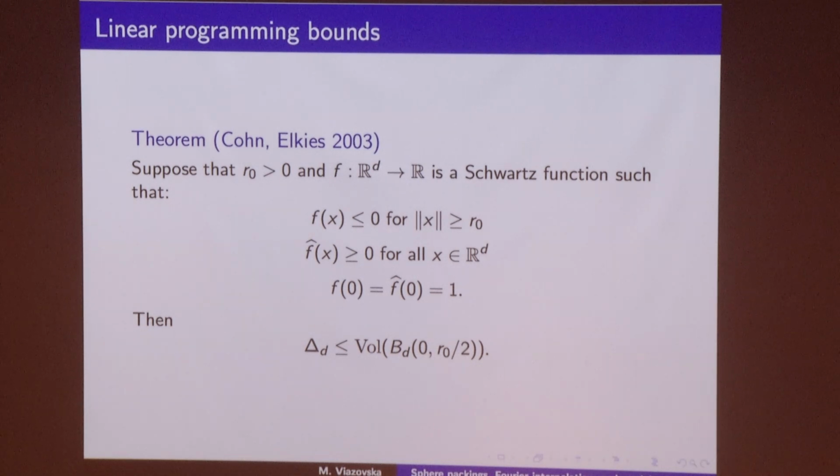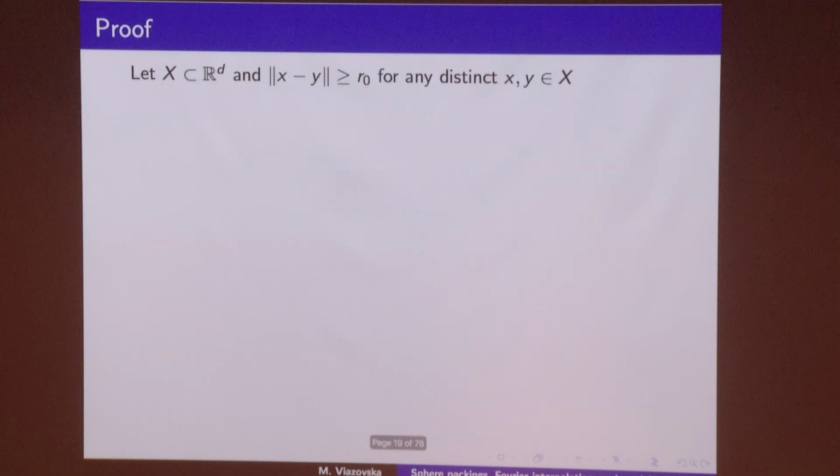And so the proof of this theorem is surprisingly easy. So here I will give you the idea how the proof goes. Suppose that X is some configuration of points in the d-dimensional space, and the distance between any two distinct points is r0. Here I will not consider an arbitrary set X, but instead I will consider periodic sets.